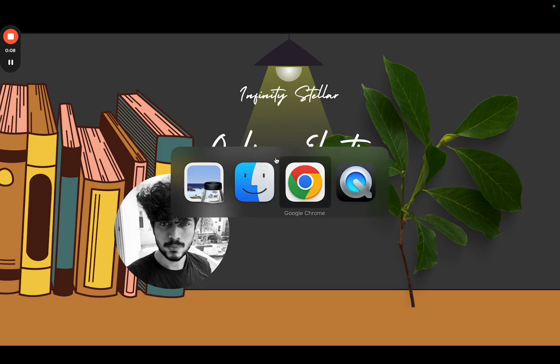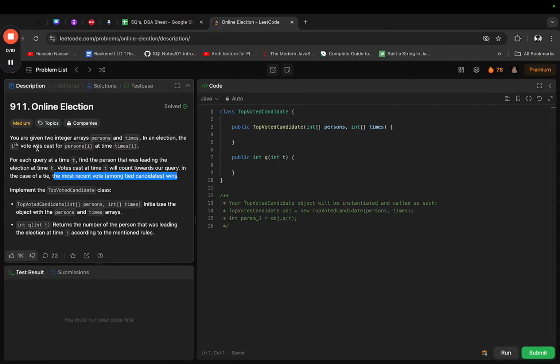So let's understand the problem statement on LeetCode. You are given two integer arrays, persons and times. In an election, the ith vote was cast for persons[i] at time times[i]. For each query at time t, find out the person that was leading the election at time t. Votes cast at time t will count towards the query. In case of a tie, the most recent vote wins. Implement the two methods they gave.